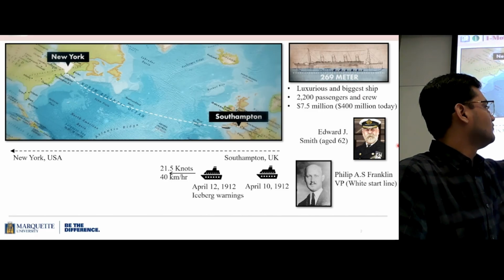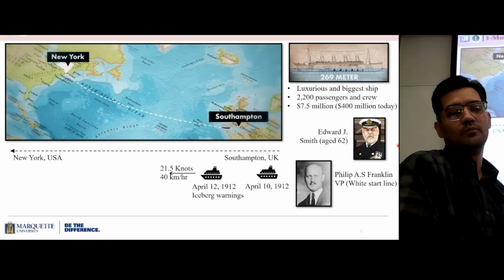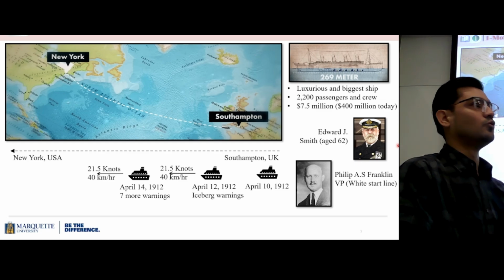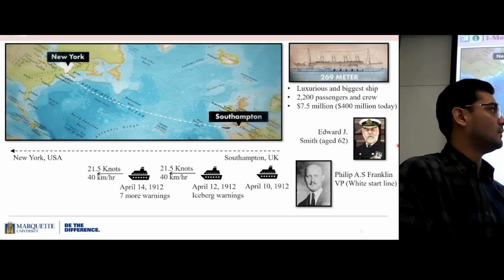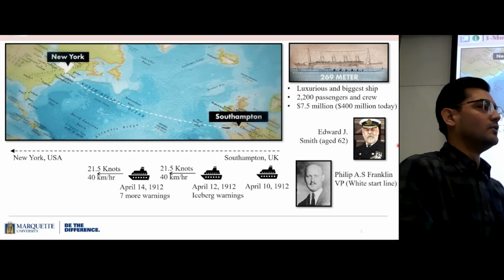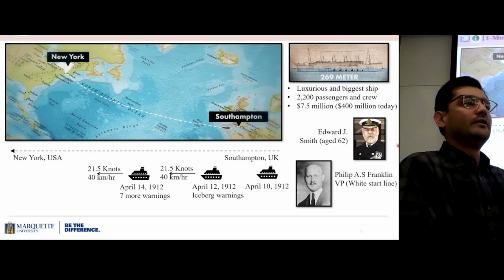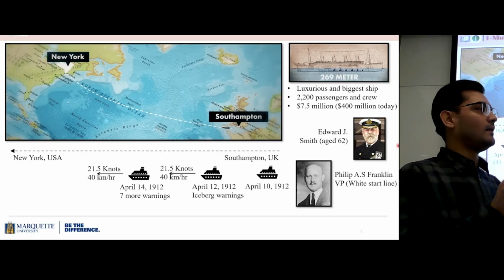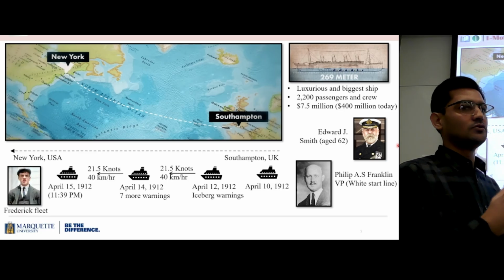So the ship was moving at the same speed, about 40 kilometers per hour, which is 21.5 knots. And after 2 days, they received seven more warnings. So the captain was like, okay, it looks like we have a lot of snow ahead, so let's maneuver a little bit. So he started maneuvering the ship, but he didn't reduce the speed, even though we received seven more warnings. During that time, we already had sensors in the ship to let you know if there are icebergs ahead, but still, it was not that strong.